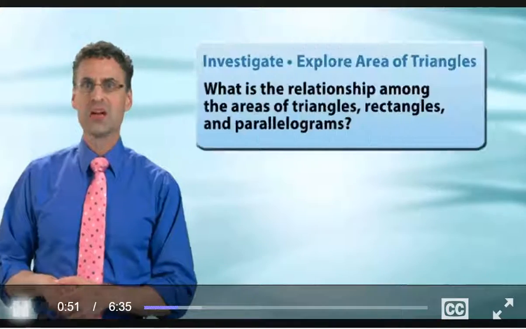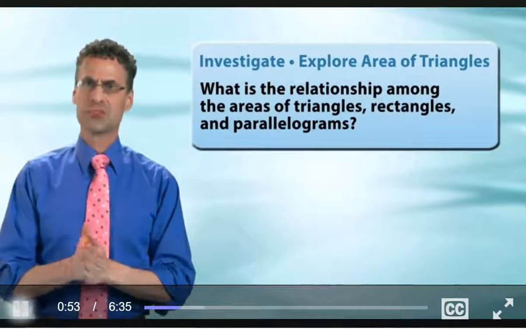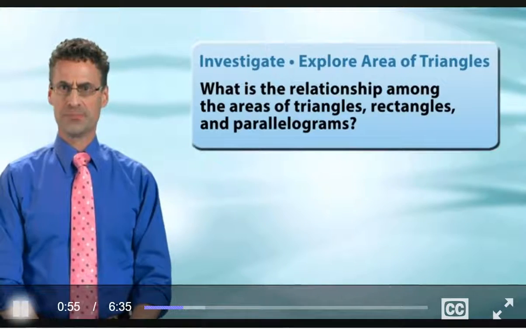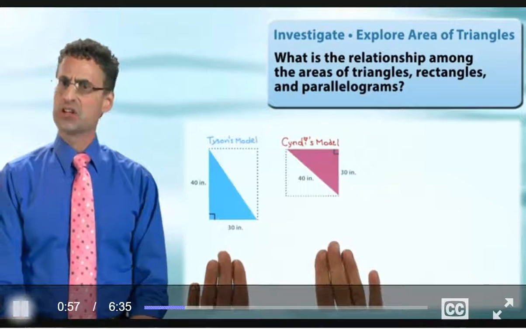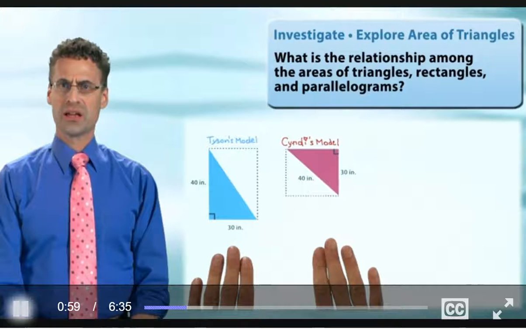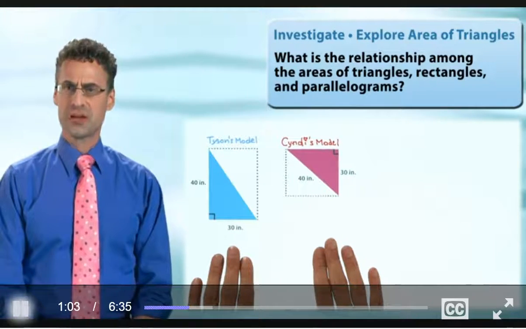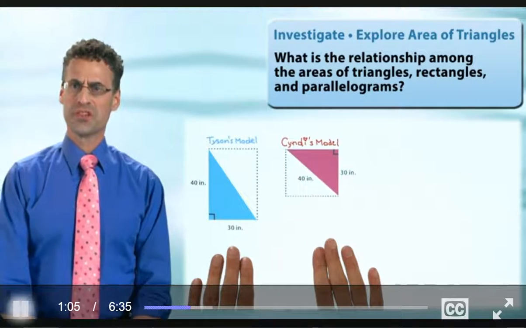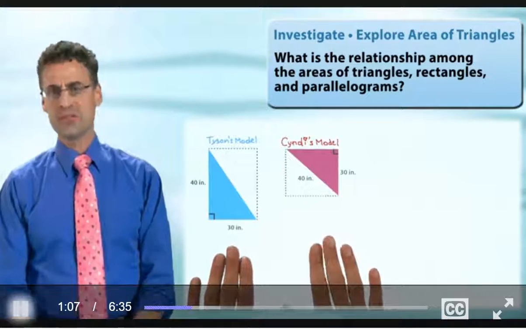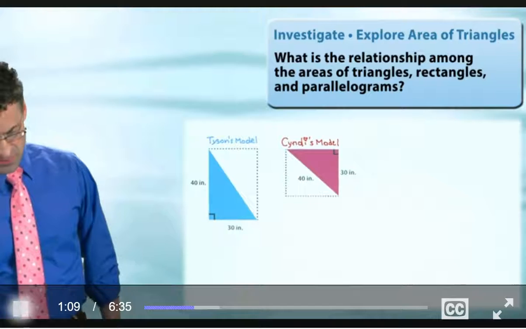Let's take a look at an example where we can see two individuals trying to make meaning of this basic formula. Basic, not easy. Basic, meaning fundamental and important. Let's check it out for ourselves. Okay, so Cindy and Tyson drew models right here. And each claimed that their drawing represents a triangle with an area of 600 square inches. Question for us is, which statement do we believe and which statement maybe is not so perfect?